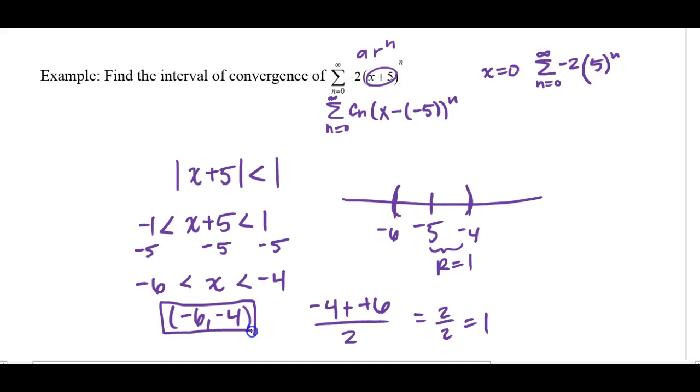So the endpoints will not work, because the geometric series test says that the absolute value of r has to be less than 1, and that converges.